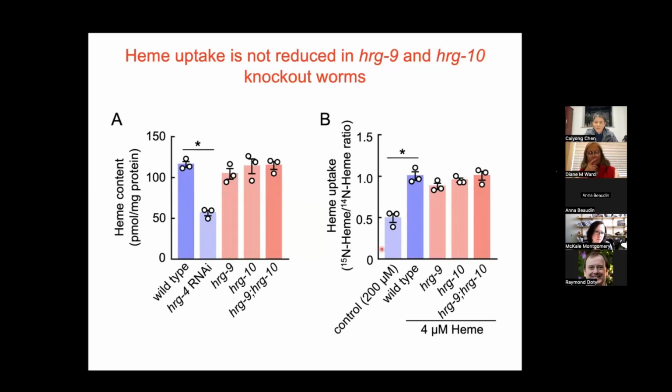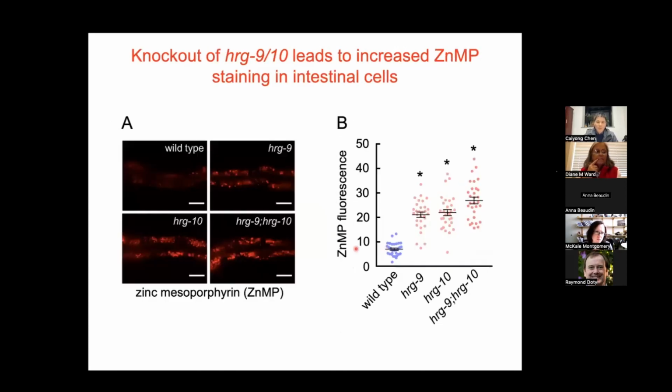to reduced heme uptake. So next, we analyzed the intracellular heme distribution using a fluorescent heme analog called zinc metalloporphyrin, or ZnMP. Compared with the wild-type worm, the HLG9 and HLG10 mutant worms showed increased staining of ZnMP in the intestinal cells. And panel B is a quantification of the ZnMP signal.